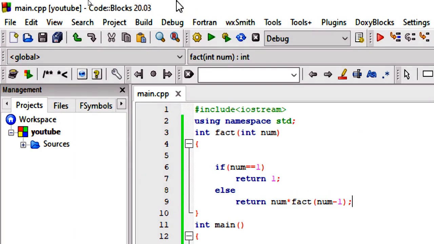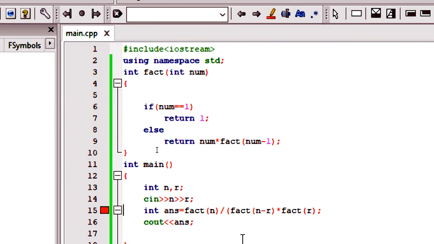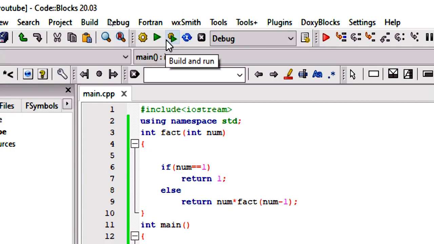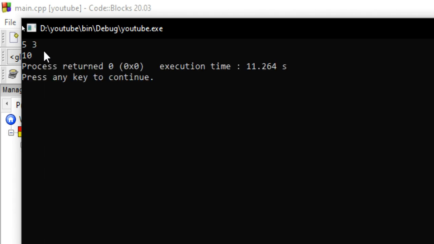So guys, let's run our code. I hope it will run. Is there any mistake? Yes, there is a mistake: fact divided by factorial, we have to close the bracket here. Let's run it again. Our code is finally compiled and executed. Let's write the value of n as 5 and r as 3. The output should become 10. Yes, you can see the output is 10.